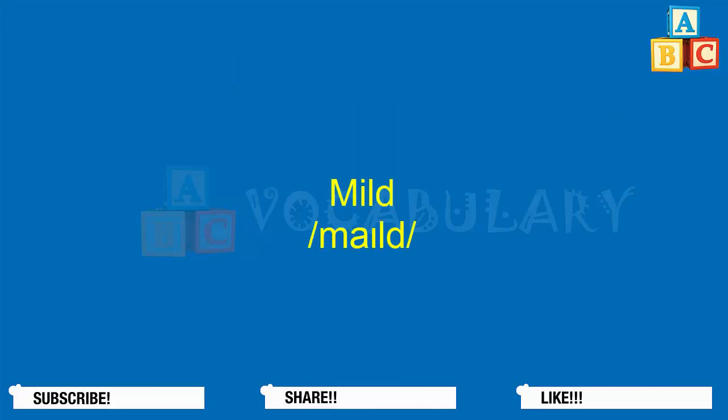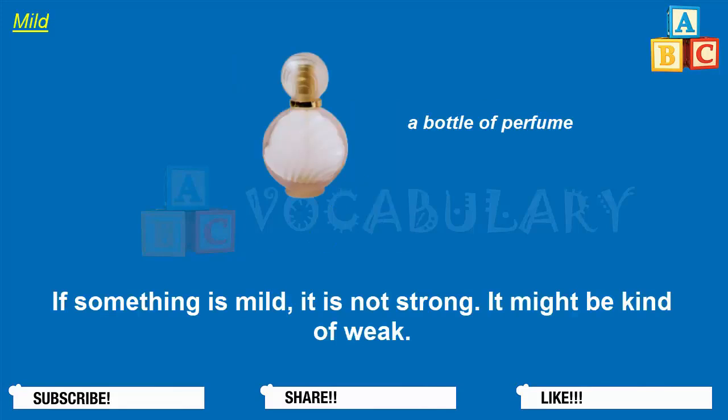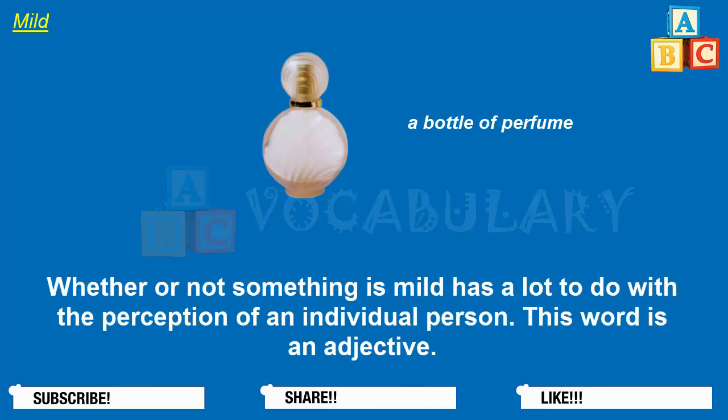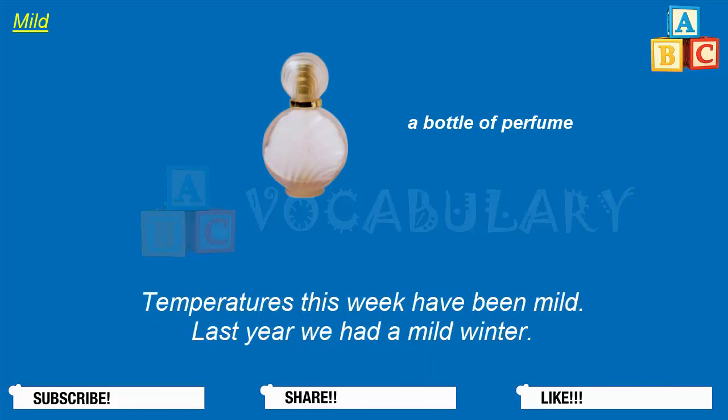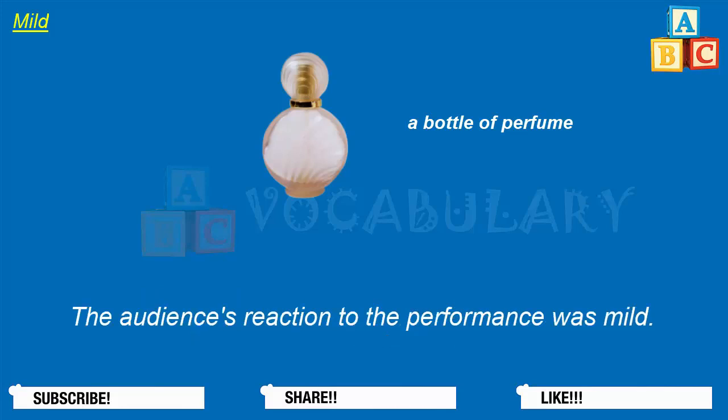Mild. If something is mild, it is not strong. It might be kind of weak. Whether or not something is mild has a lot to do with the perception of an individual person. This word is an adjective. Temperatures this week have been mild. Last year, we had a mild winter. The audience's reaction to the performance was mild.